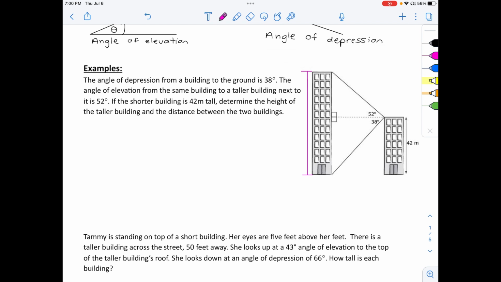So this is one of the things we are finding, right? This is the height of the taller building. I'm just going to label this as H so that I can use a variable when I am solving things in my equations. And I also want to know the distance between the two buildings. So for that, I'm going to put a label here. Okay, this would represent the distance between my two buildings.